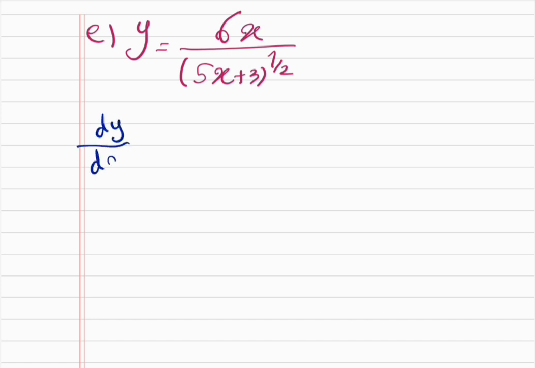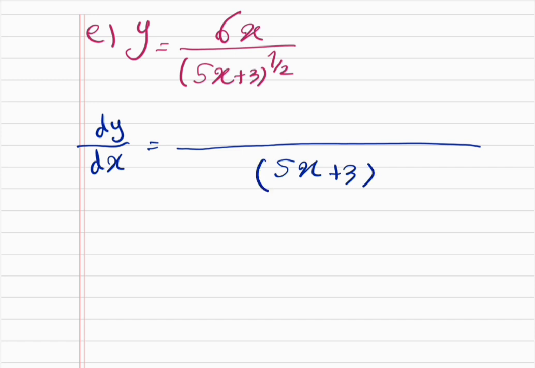As you can see, it's still just the same idea. So we need to square the denominator. Remember, if you square the denominator, since it has a power of half, the power of half will just be cancelled with the 2. So you're only going to have 5x plus 3 in the denominator. And just the same as usual.